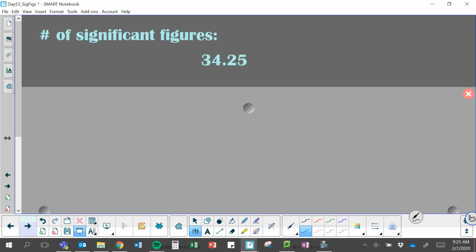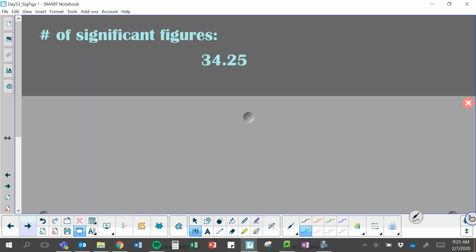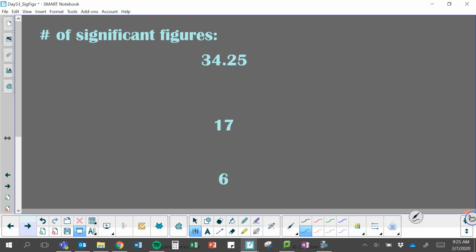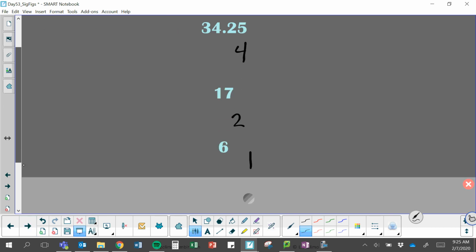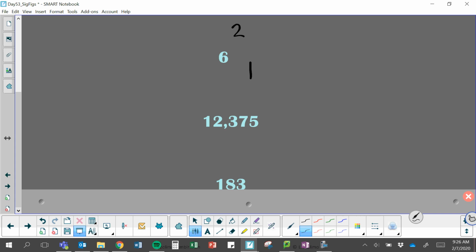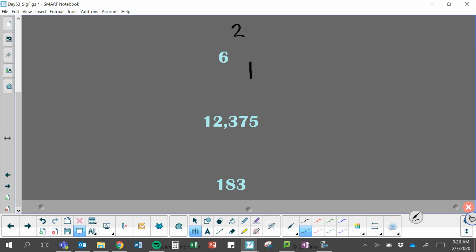Okay, so here are some practice examples. I will just show you these. You can pause if you want, and then I'll go over the answers. Okay, so this one has 4, 2, 1 significant figure. Go down, there are 2 more. Pause the video. Okay, this one has 5 and 3 significant figures.